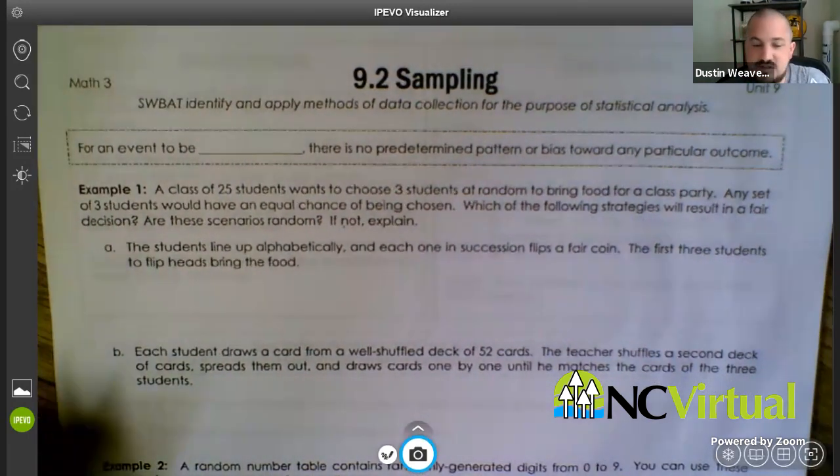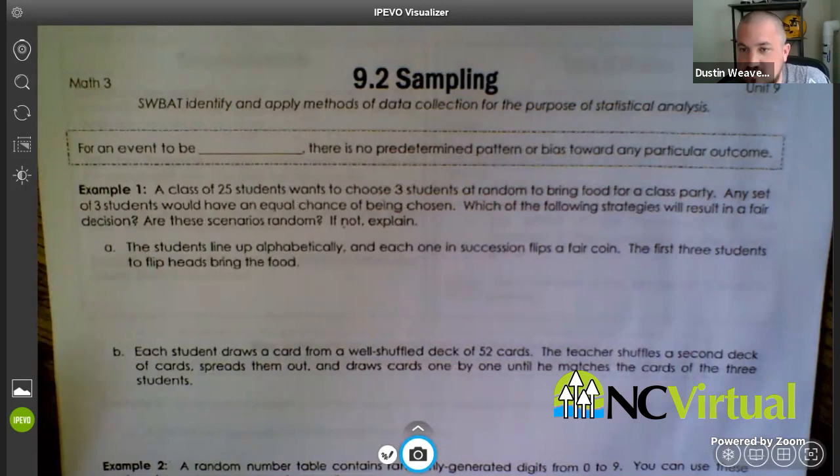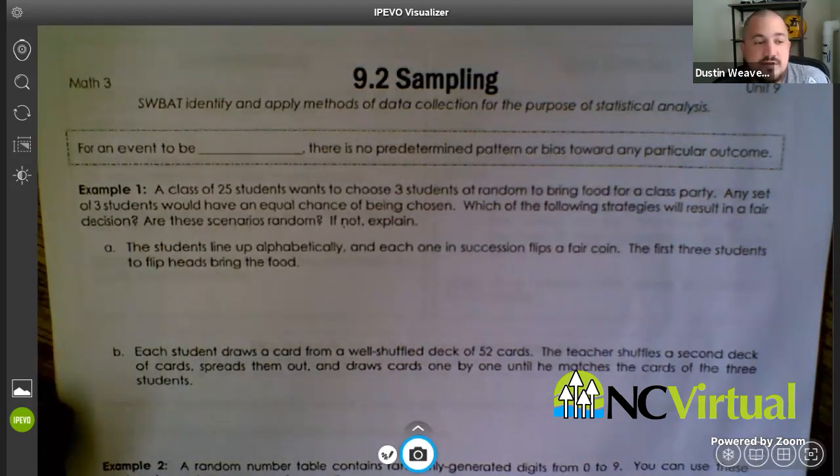Does anybody have any questions before we begin on this? No questions in the chat? All right, so let's move to 9.2 sampling.